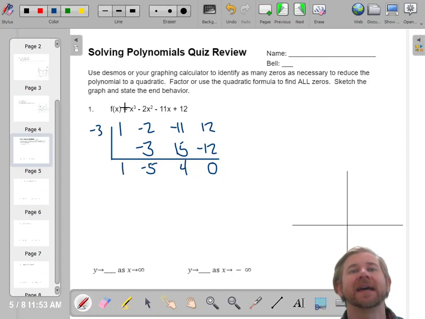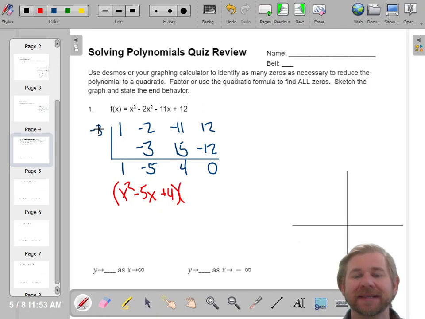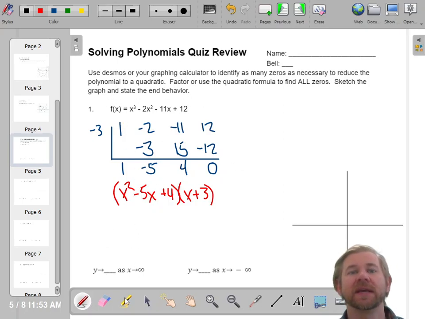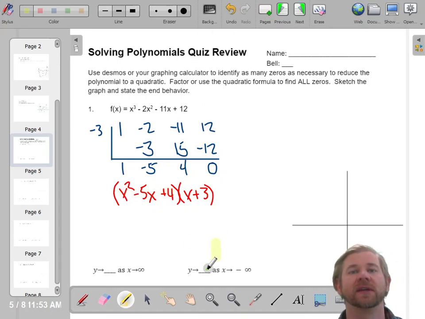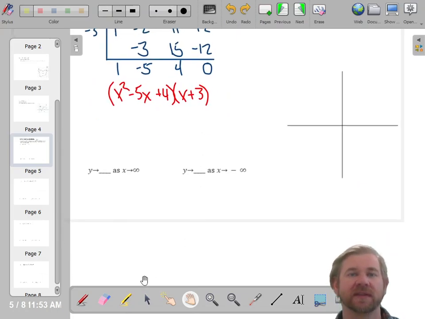Because I had degree 3, and I just factored out this -3, 0, now I have degree 2. These are the coefficients for a degree 2 polynomial. I'm going to write that as 1x squared minus 5x plus 4. And it's important you realize that if -3 is a 0, then I just factored out x plus 3. We can solve any quadratic, even if I have to use the quadratic formula. Like I said, you won't on this quiz, but you will on the unit test.